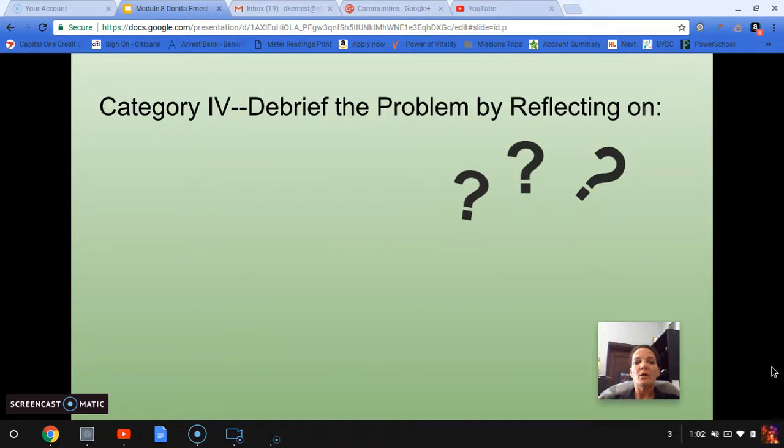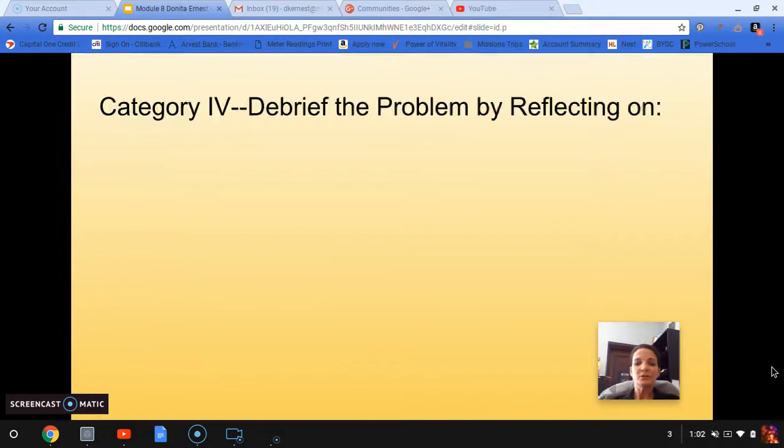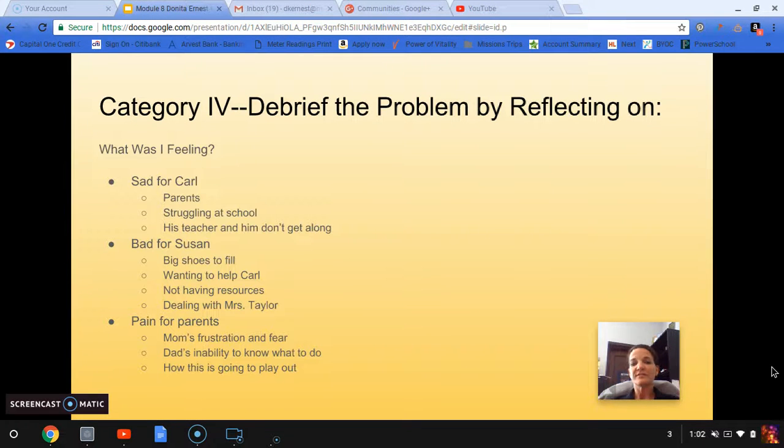So, category 4, let's reflect on the problem. What was I thinking? I completely understand what Susan is going through. Teachers can be very demanding, and a lot of times they do not understand the IEP process. So that's a little bit frustrating. I completely understand Mrs. Taylor's perspective. She has a classroom with students that all have needs, and Carl's needs are overwhelming to her. And I think that Susan is in for a very difficult first year because she's being compared to someone who's been in that job for 25 years.